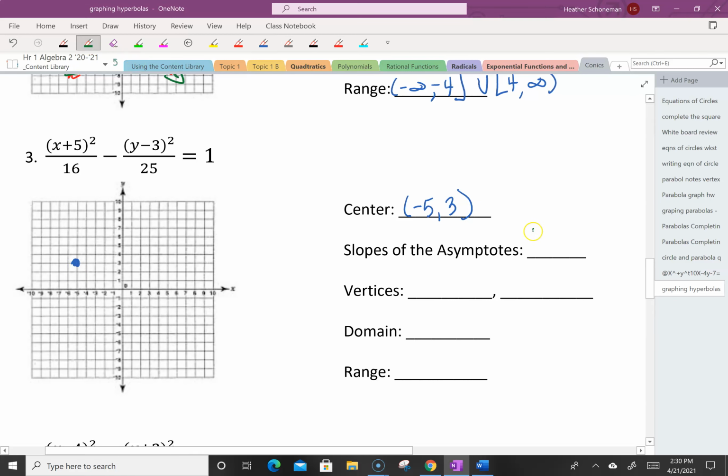The slopes of my asymptotes is going to be plus or minus. The square root of 25 is 5, and the square root of 16 is 4. So this is my rise and run. My rise, that's my up and down. This is my run, so it's my right or left. So from the center of the hyperbola, not of the graph, I need to count up 5 and down 5, and then I need to go right and left 4. And now I can use those points to create my box.